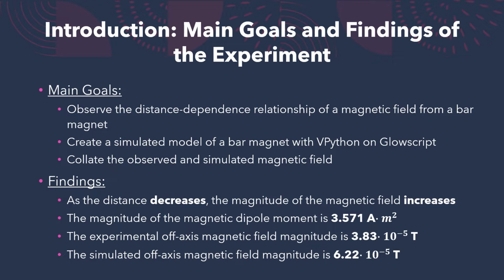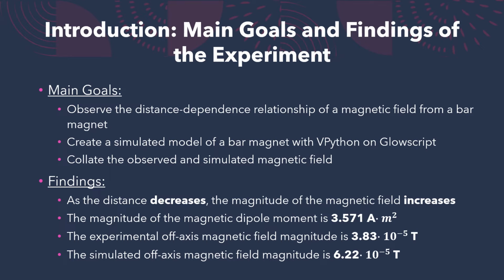The main goals of this lab are to observe the distance-dependence relationship of a magnetic field from a bar magnet, create a simulated model of a bar magnet with VPython and GlowScript, and collate the observed and simulated magnetic field magnitudes. Some findings are, as the distance decreases, the magnitude of the magnetic field increases, and the magnitude of the magnetic dipole moment is 3.571 amperes per meter squared.